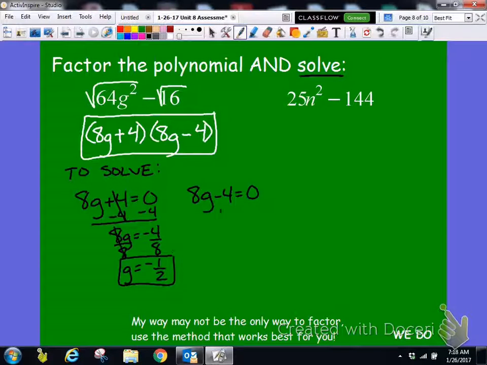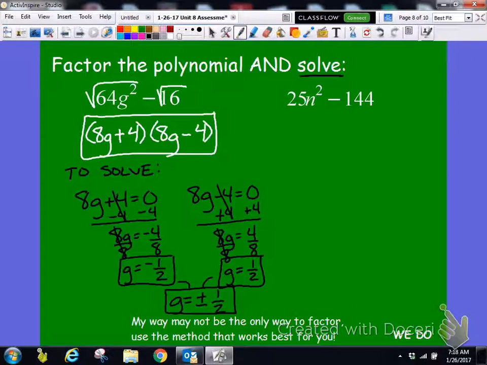And then the opposite over here, plus 4. 8g equals a positive 4. Divide by 8 on both sides. And g equals a positive 1/2. Now, the more familiar way you're going to see that written is I'm going to have both solutions come down, and g equals plus or minus 1/2.